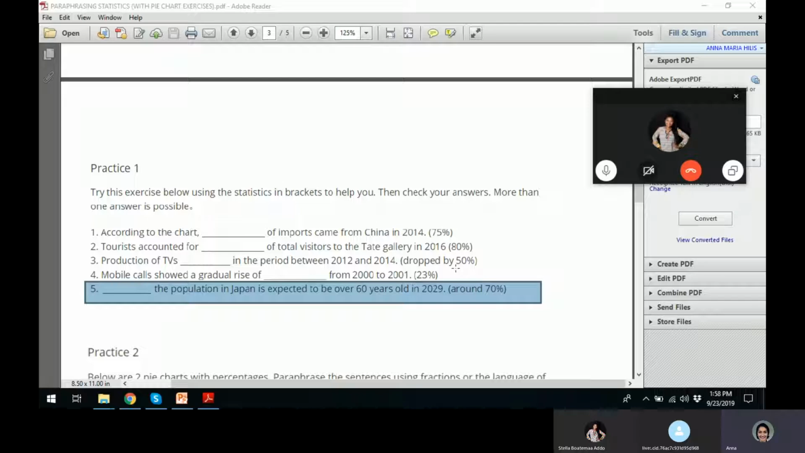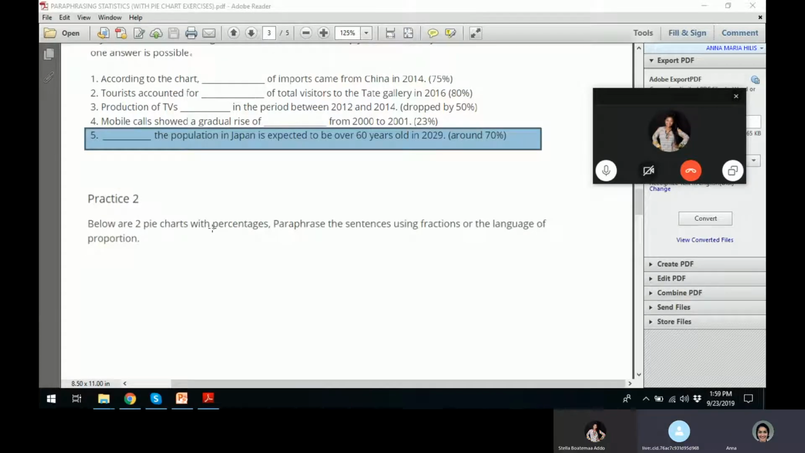Okay. But the thing is with task one, you need to be accurate. So which is more accurate? To say a large number or around three quarters or 7 out of 10? Which is the most accurate of the three options? 7 out of 10. 7 out of 10 is the most accurate. So try to choose your paraphrases as well. Okay, great.